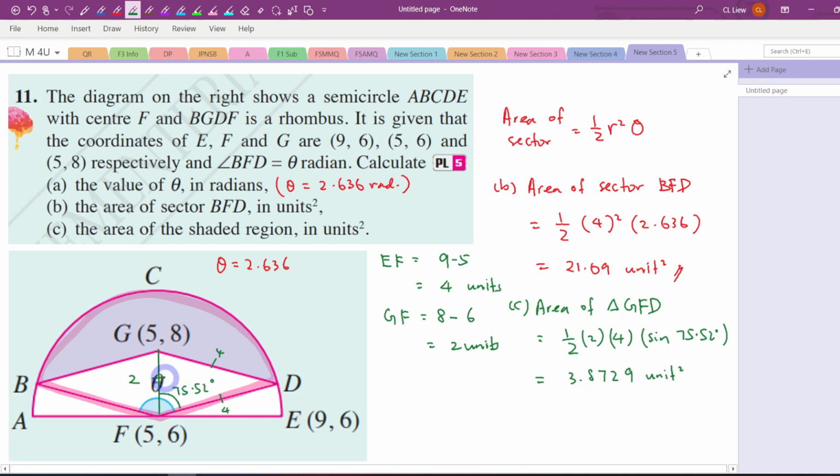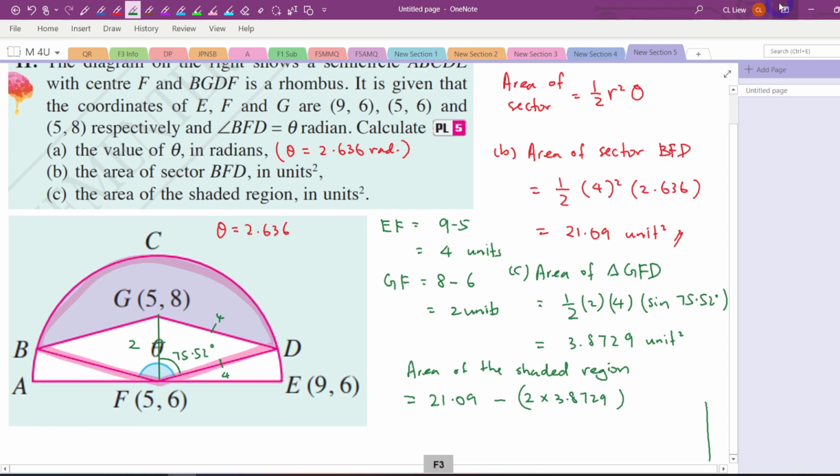Now, so if I want to find the area of this rhombus, I just need to use this one times 2. Area of the shaded region is equal to the area of this sector, which is 21.09 minus 2 times this. Okay, just press your calculator. Okay, let me just correct it to 4 significant figures. It's equal to 13.34 square unit.